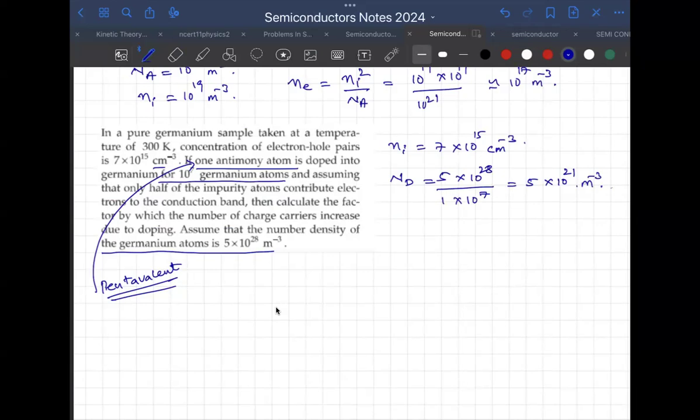What is it that you want? Calculate the factor by which the number of charge carriers increases due to doping. What type is it? Pentavalent. What will you have? Donors. So what are the minorities? Holes.